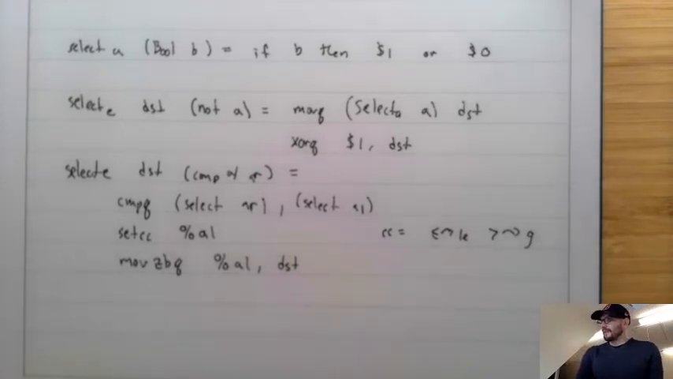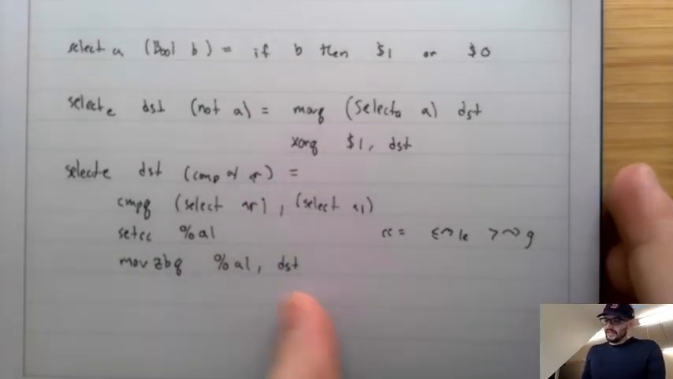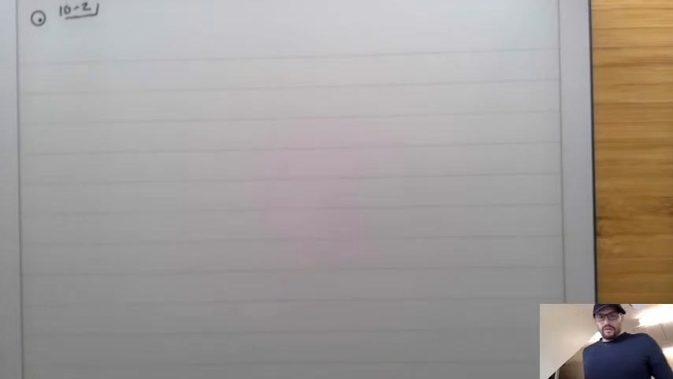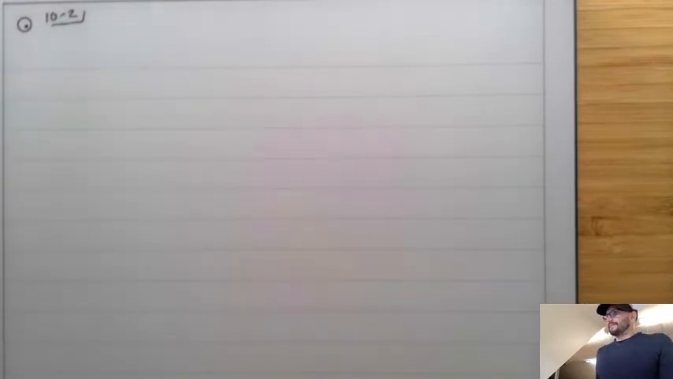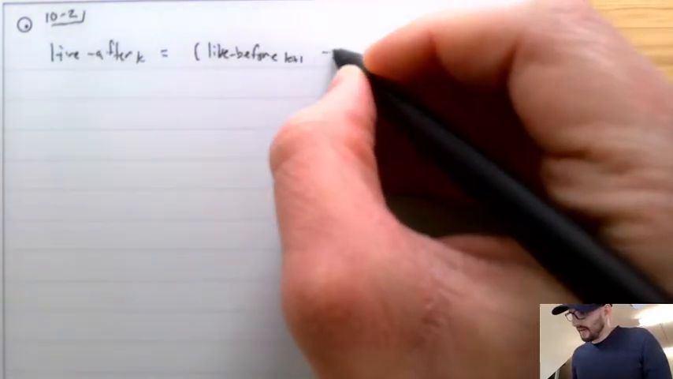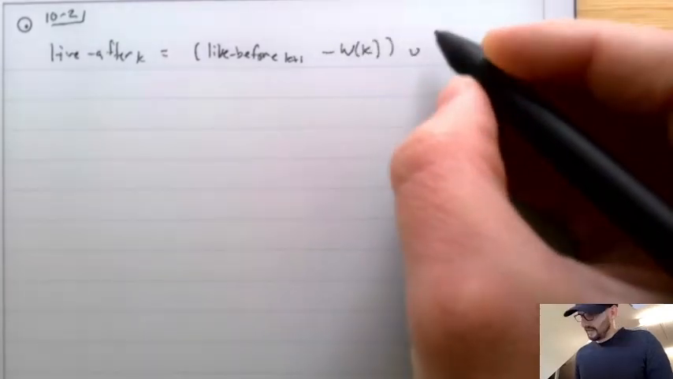The next thing that we need to do is update live after. So we need to update the uncover live pass, because we need to figure out new live after sets. Recall that the live after of K is equal to the live before of K plus 1, minus the things that have been written to, plus the things that have been read.